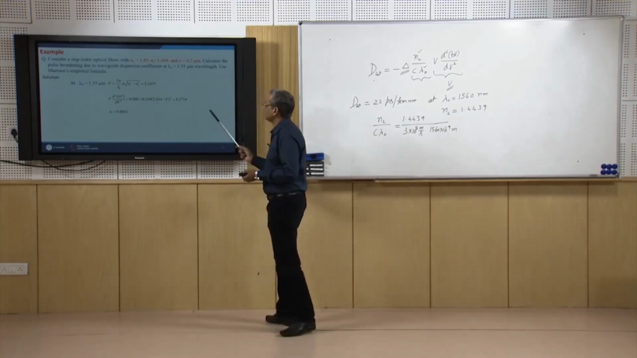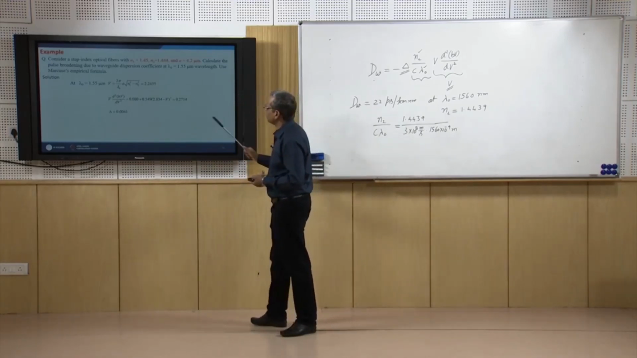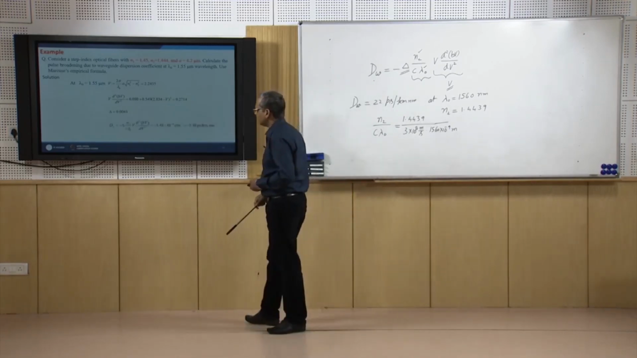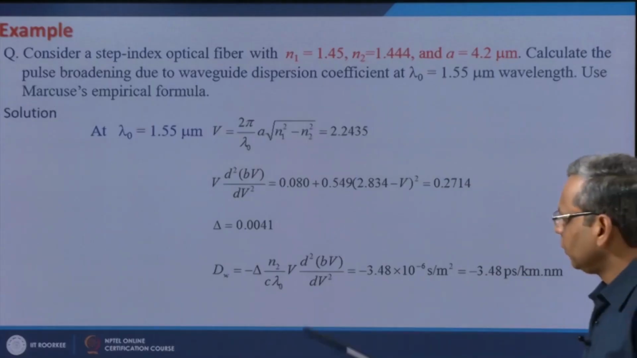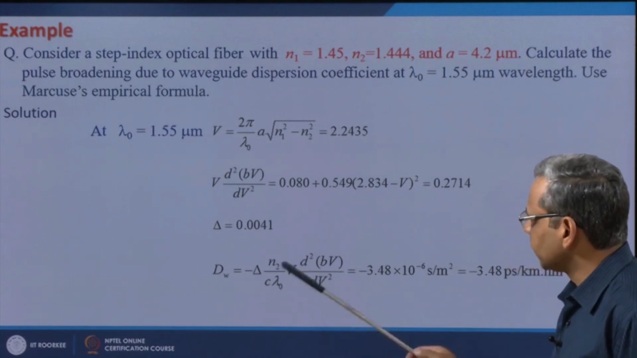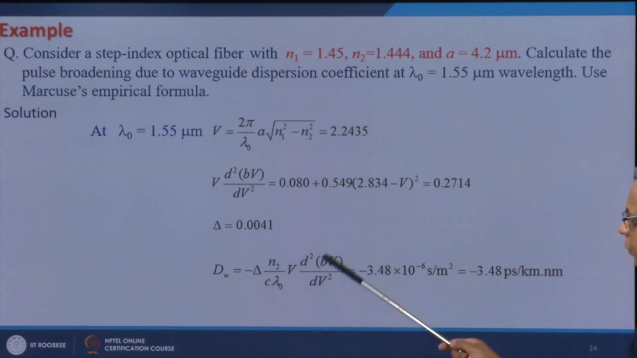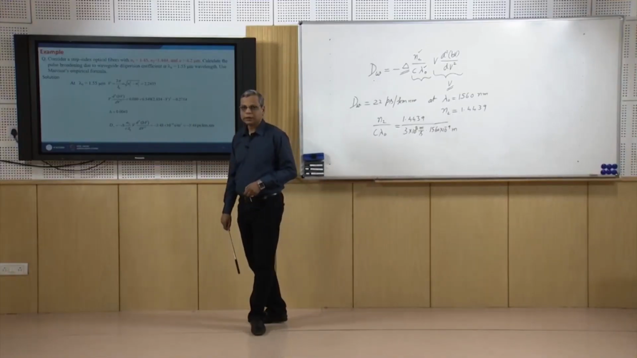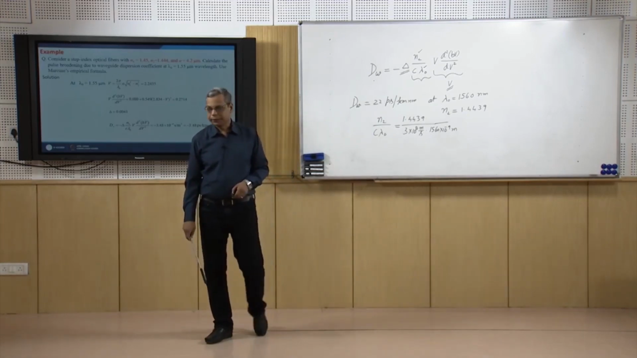Now, I have everything in place. I just need to plug these values into this formula and get the waveguide dispersion coefficient. So, Dw, which is given by minus delta n2 over c lambda naught times V d2(Vb) over dV square, comes out to be minus 3.48 into 10 to the power minus 6 seconds per meter square, and I can convert it into picoseconds per kilometer nanometer, and it comes out to be minus 3.48 picoseconds per kilometer nanometer.